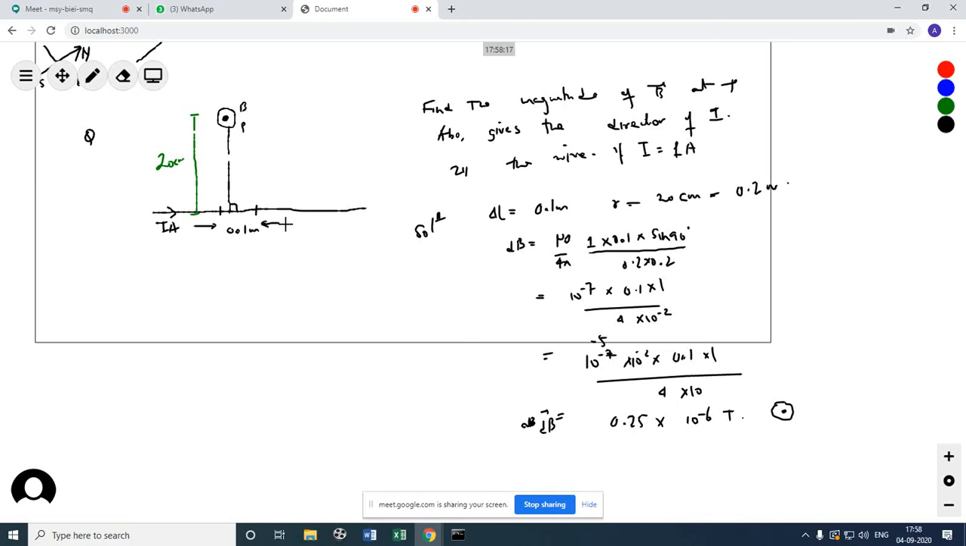Now you can see 1 divided by 4 will give me 0.25. That means this is 0.25. Removing the point, that gives me 0.25 into 10 to the power minus 6 Tesla. So this is the small magnetic field due to the small current element dl. This is not the complete one, remember that. This is the small element.